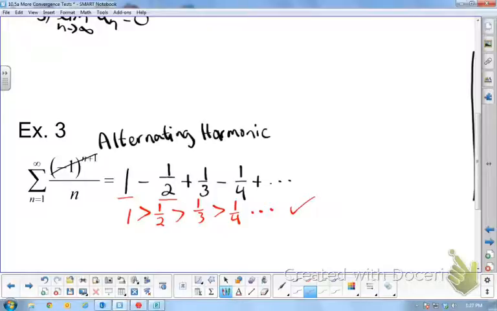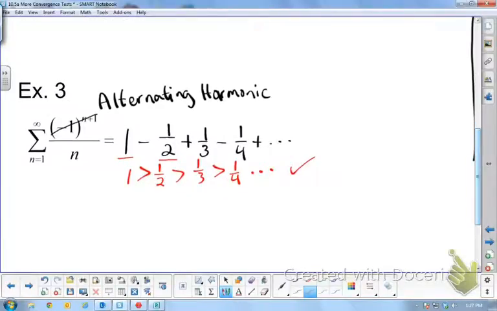Then the last thing we have to check is the limit, as n approaches infinity, of the series without the alternating piece. So of 1/n, will that converge to 0? What are we going to get if we plug in infinity? 0. So all three things check out. We have positive terms only.